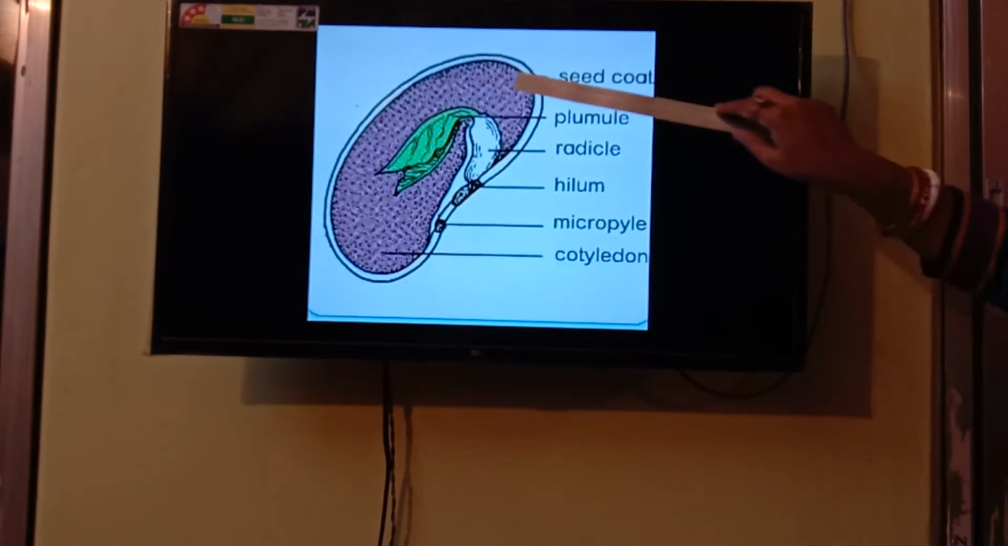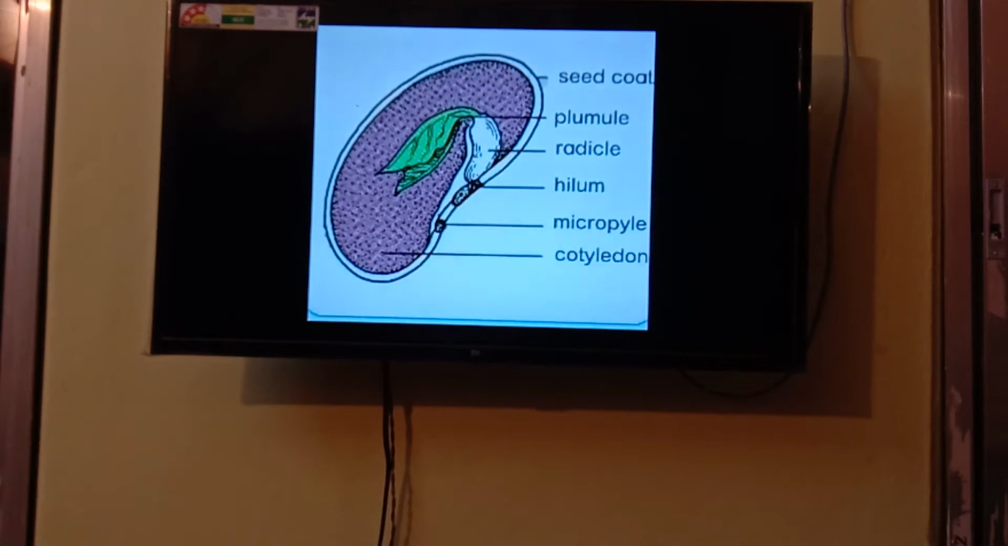And the main part is cotyledons. Some seeds have one, and some seeds have two cotyledons. Okay, monocotyledon plants contain one cotyledon, and dicotyledon plants contain two cotyledons.